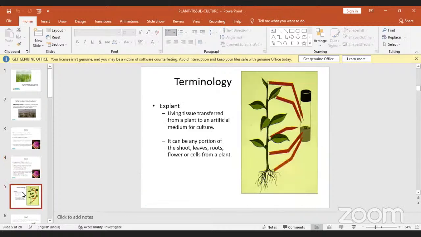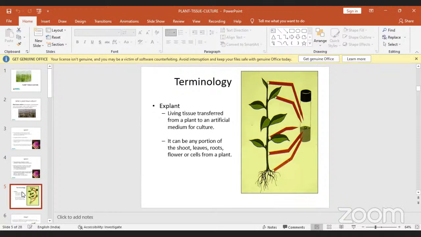So here, the terminology in tissue culture. Mostly we frequently use some terminology in plant tissue culture. That's explant. What is the meaning of explant? The living tissue transferred from a plant to an artificial medium for culture. It can be any portion of the shoot, leaves, root, flower, or cell from the plants.